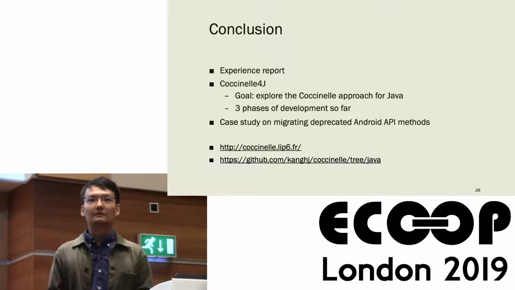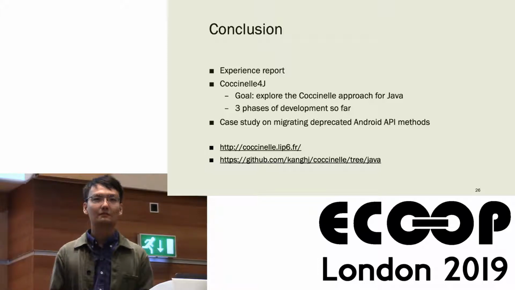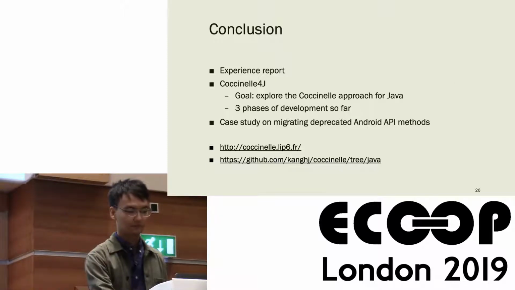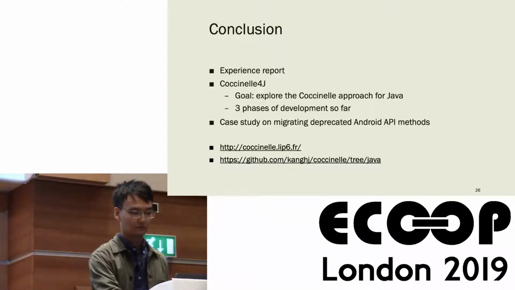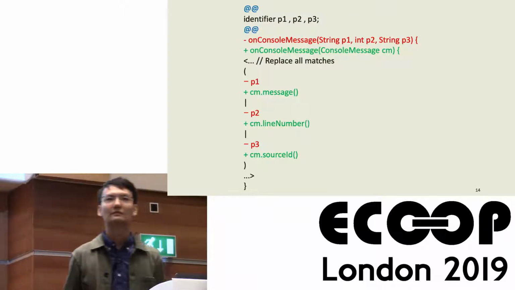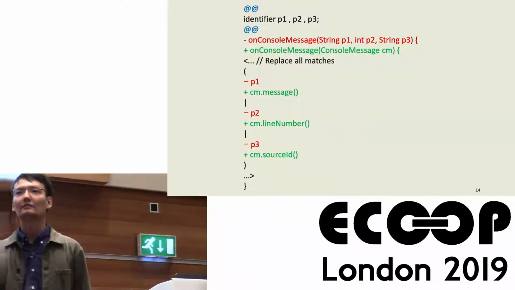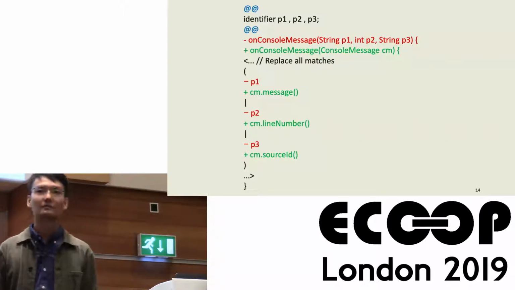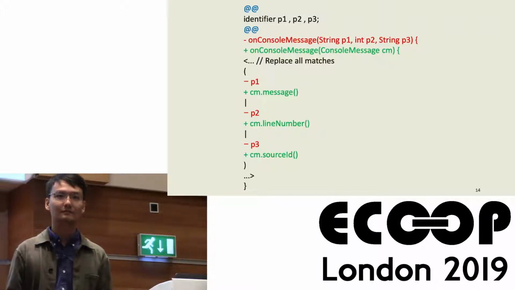So in one of your examples earlier, you introduced a new identifier in the parameters list to capture the new console message class that was needed. I was just wondering if Coccinelle or Coccinelle 4J has any support for freshening of identifiers that you're generating, because I can imagine you could be applying this to, say, a method called onConsoleMessage that also introduces a variable called CM further down in the program, and that could lead to rather subtle failures in the new code.